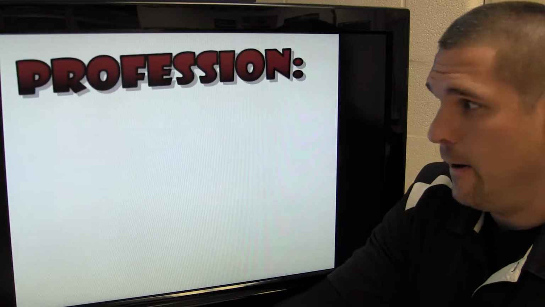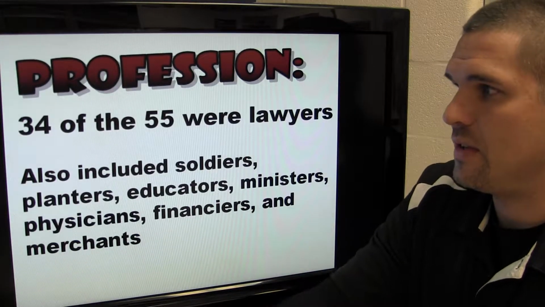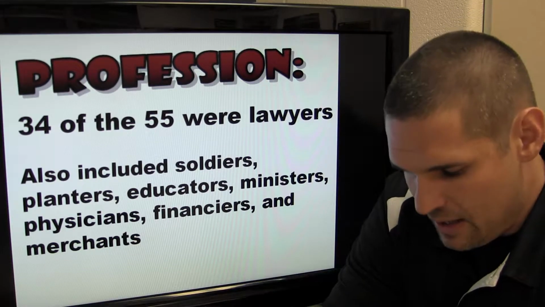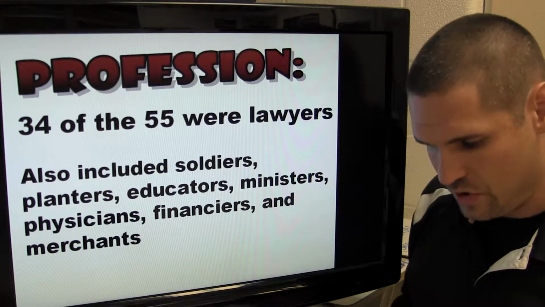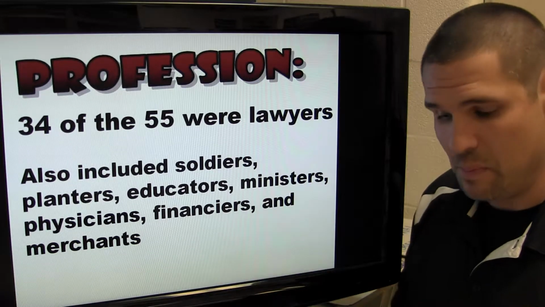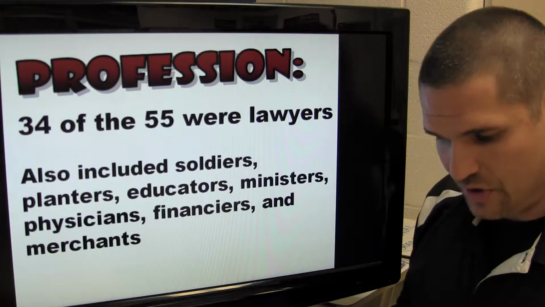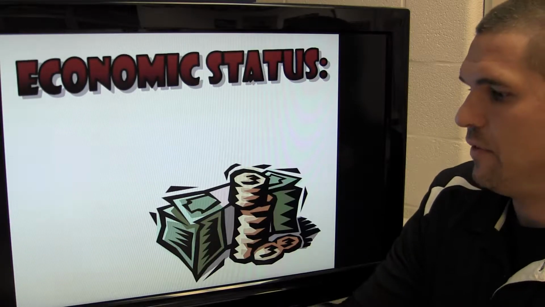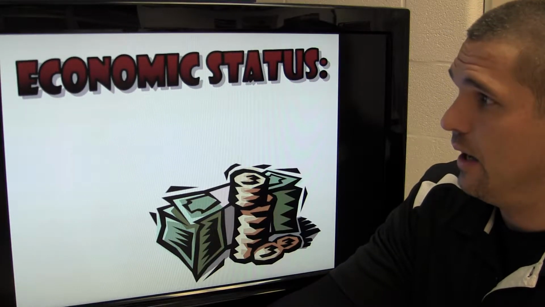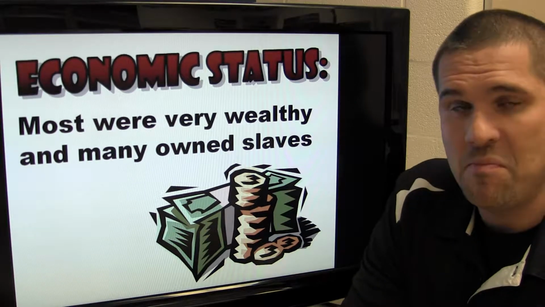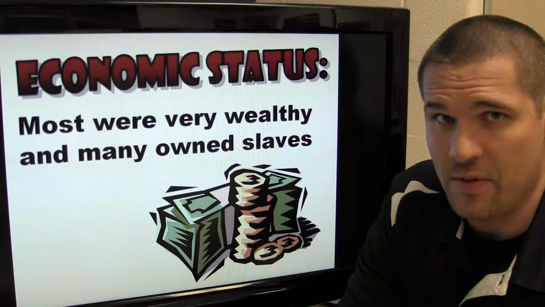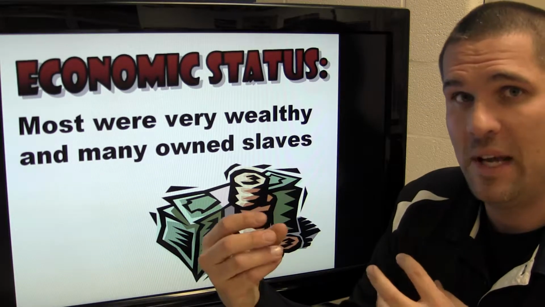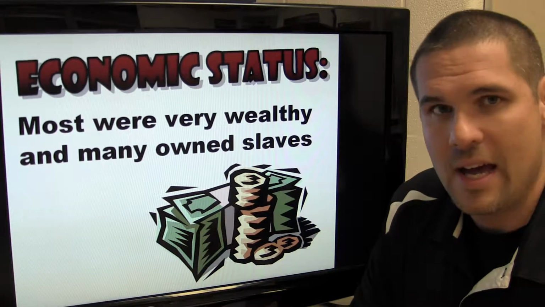Now, what jobs do these men typically hold? 34 of the 55 were lawyers, but not just lawyers. It also included soldiers and planters, teachers, ministers, doctors, financiers, and merchants. Now, if you take a look at the wallet of these gentlemen, most were very wealthy, and many, especially from the southern colonies or southern states, are going to be slave owners also. And this is going to end up being a big controversy at the Constitutional Convention as we go forward.